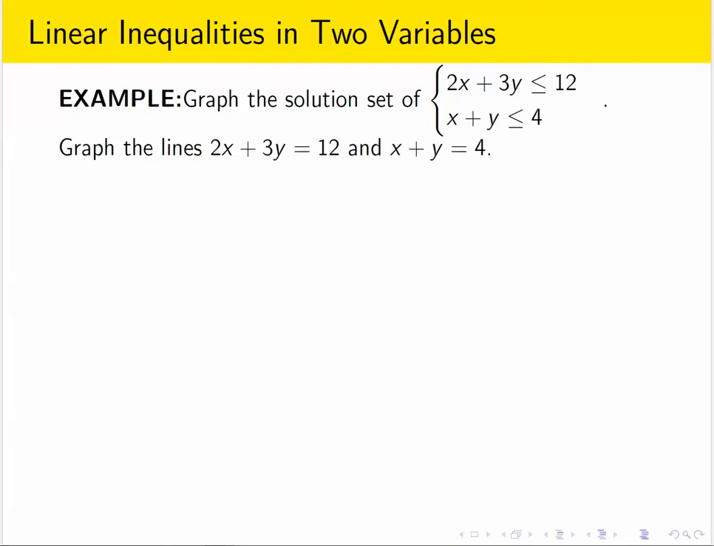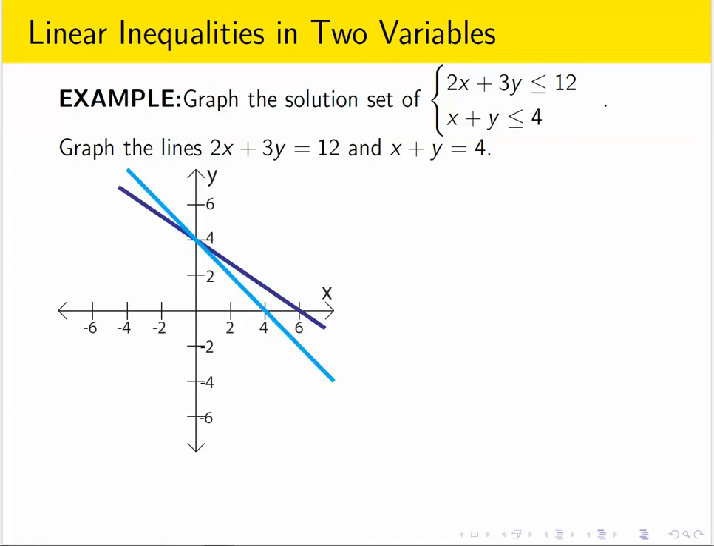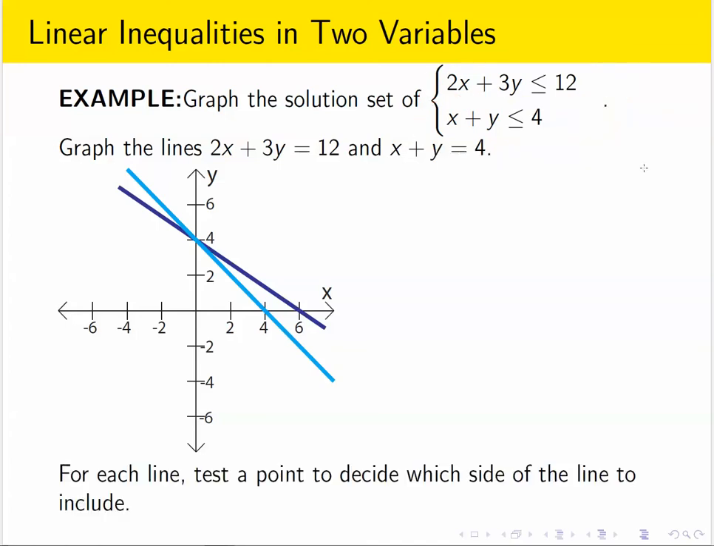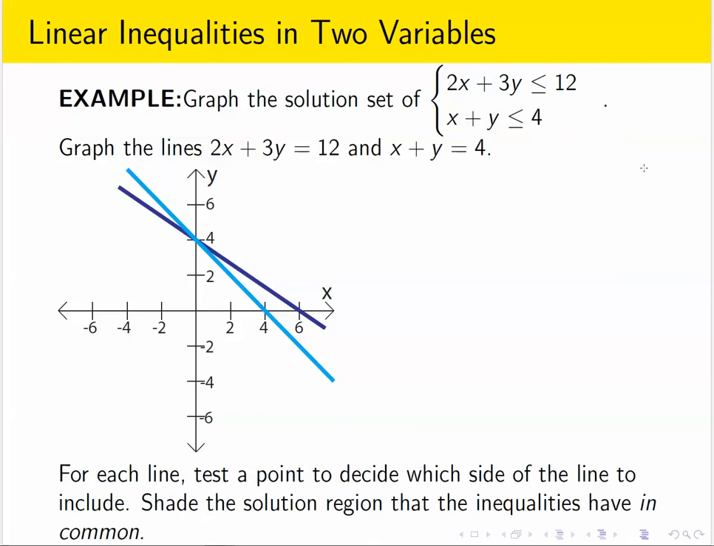So the first step is, as with just one inequality, to graph the associated lines for each inequality. And this is a picture of that situation. The dark blue line here corresponds to the first inequality. The light blue line corresponds to the second inequality. And then for each line, we want to test a point to decide which side of the line to include in our solution. We're only going to end up shading the region that gets shaded for both inequalities. We want to shade the common solution region.